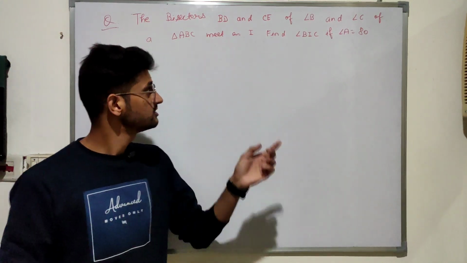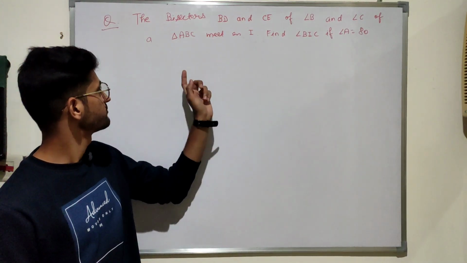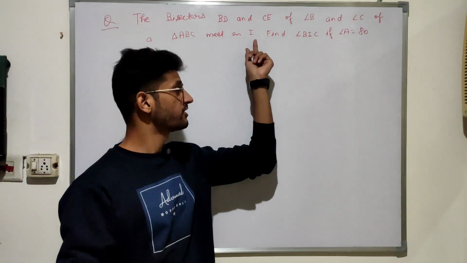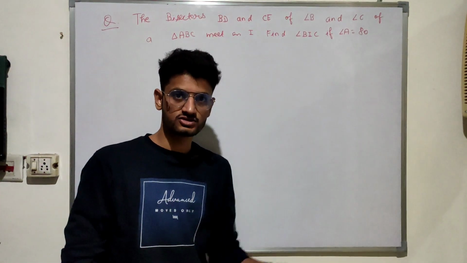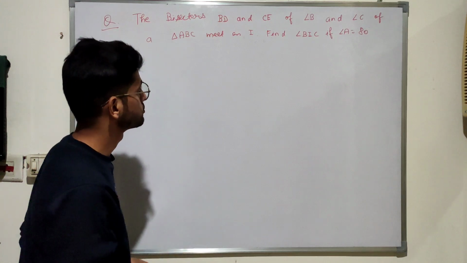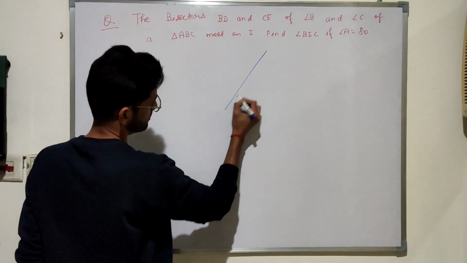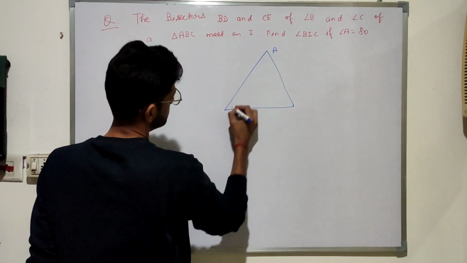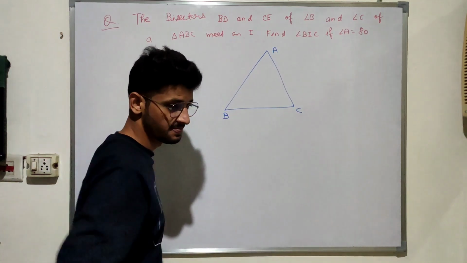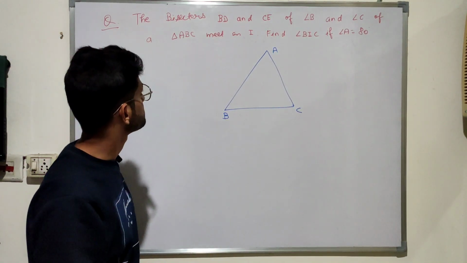The bisectors BD and CE of angle B and angle C of triangle ABC meet at the point I. We need to find the angle BIC if angle A is equal to 80 degrees. So let us draw the diagram. What it is saying, we have points A, B, C of a triangle ABC. So basically the bisectors BD.